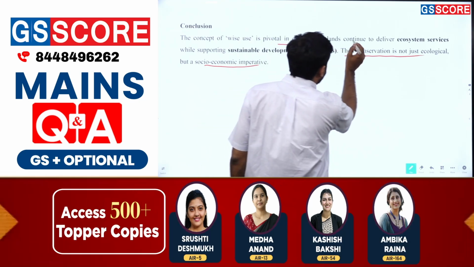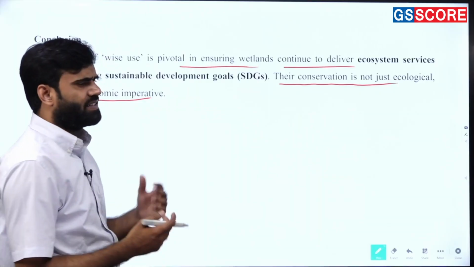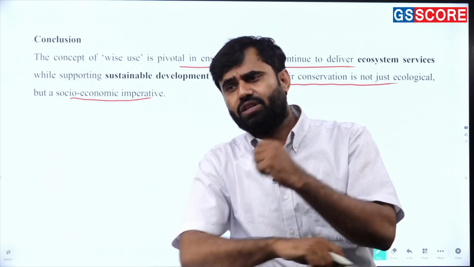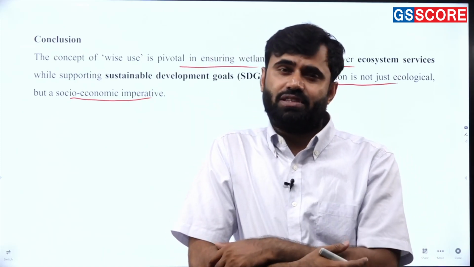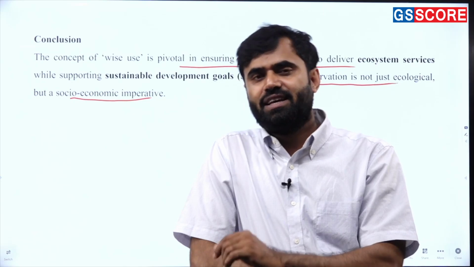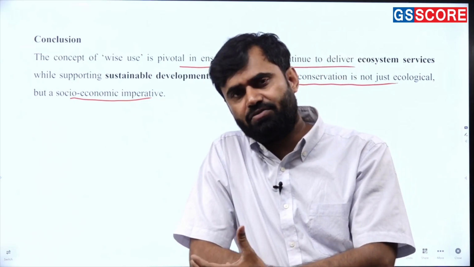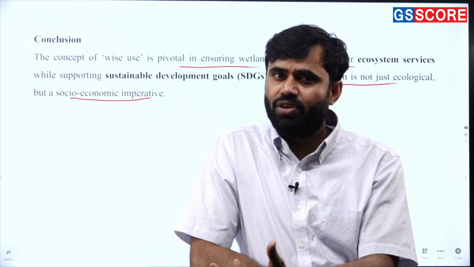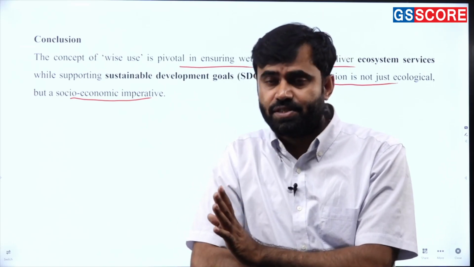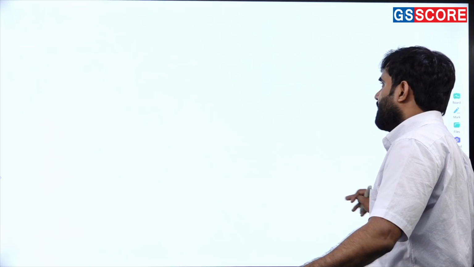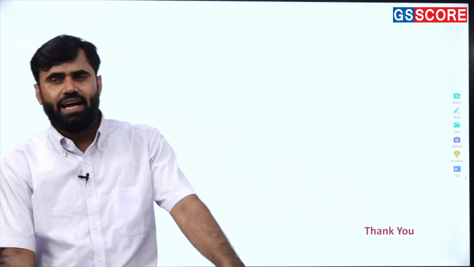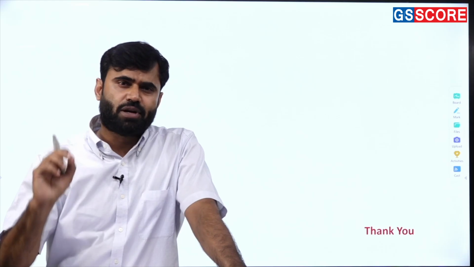The wise use is pivotal in ensuring wetlands continue to deliver ecosystem services while supporting sustainable development, meaning whenever we talk about conservation, you definitely have to write about sustainable development. So sustainable development, environment protection, we have to stop habitat destruction, flora and fauna, a number of things. Getting my points? So we discussed the Ramsar concept and chose most of the important words, and we completely avoided extreme views and unnecessary words. Getting my points? So today we discussed the concept and the model answer.